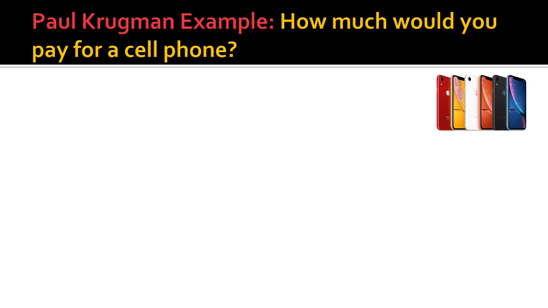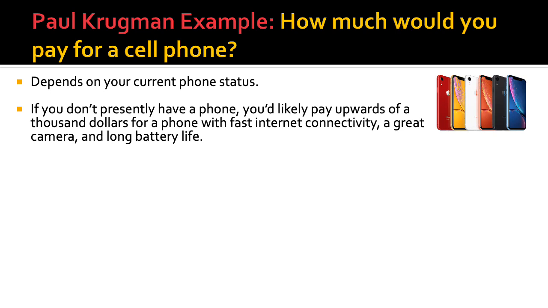Let's look at an example here from Paul Krugman's masterclass. He says, how much would you pay for a cell phone? First, it depends on your current cell phone status. Do you have a phone currently, or are you basically starting from scratch? Second, if you don't presently have a phone, you'd like to pay upwards of $1,000 for a phone with a fast internet connectivity, a great camera, and a long battery life.